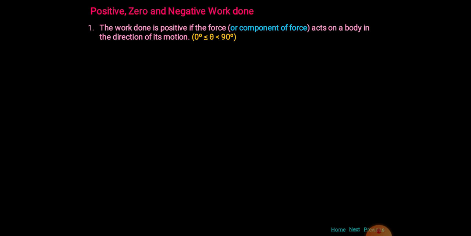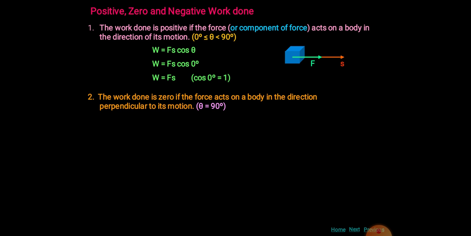Now let us try to understand positive, 0 and negative work done. We have already seen the formula of work. Work is equal to force into displacement. It is a scalar quantity, so we can write it as F S cos theta. The work done is positive if the force, or the component of force, acts on the body in the direction of its motion. Here theta lies between 0 to 90 degrees. Here we have taken a block. You will see that F and S are acting in the same direction; they are parallel. We have already studied the work done by a parallel force. What do you take here? Theta is 0, so cos 0 is 1. So W is equal to F into S. Here we have taken theta as 0. In this case the work done is positive.